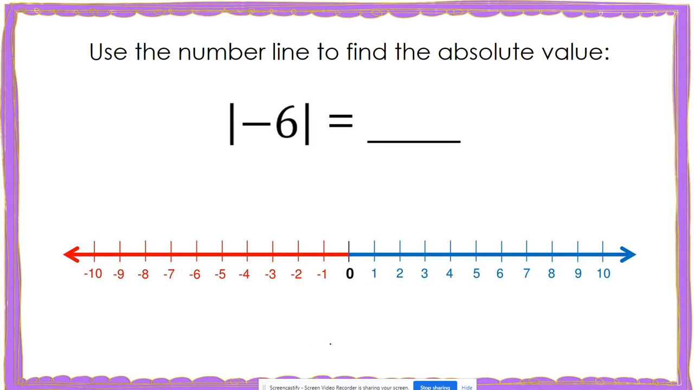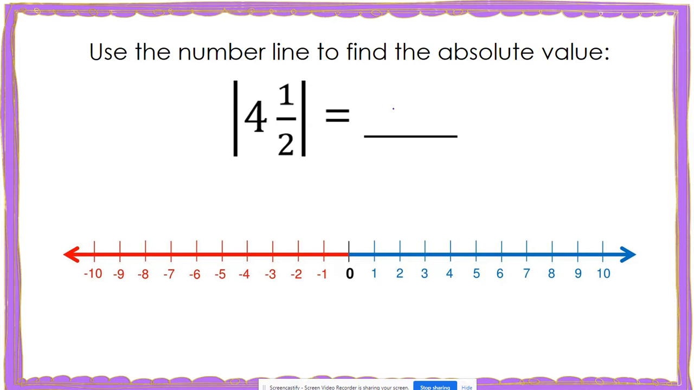Now let's find the absolute value of -6. That means I need to know the distance from 0 to -6. If I start at 0, I would move 1, 2, 3, 4, 5, 6 units left to arrive at -6. Because I move a total of 6 units, the absolute value of -6 is 6.